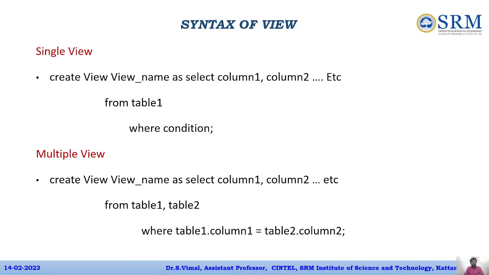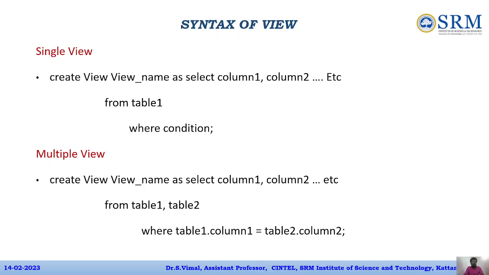Here, first I have given the syntax for a single view. CREATE VIEW view_name AS SELECT the attributes whatever you want, column 1, column 2, etc. Whatever attributes you want for the new view table, we can take from the table you are taking from, FROM table, and we can also apply a condition using WHERE. Okay, this is the single view creation syntax.